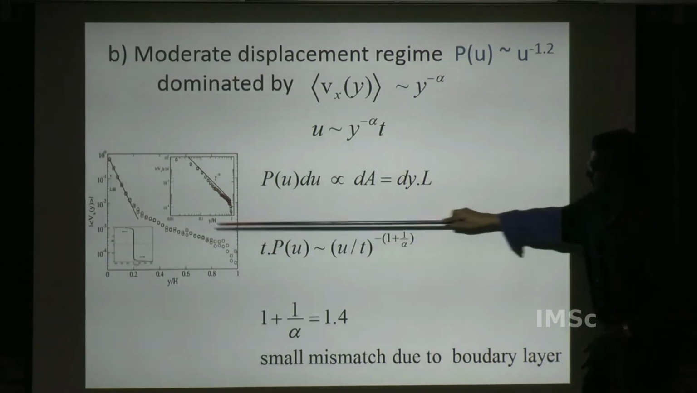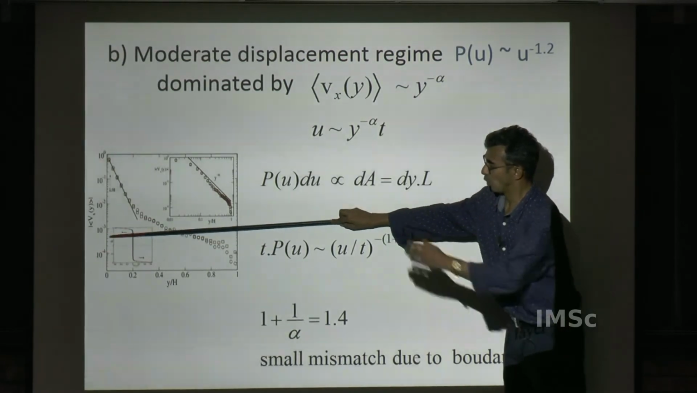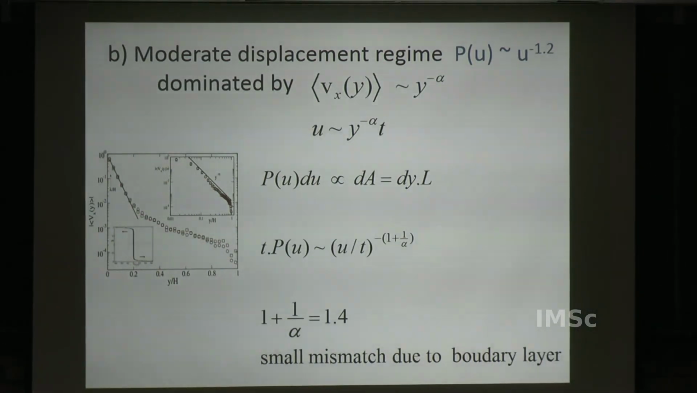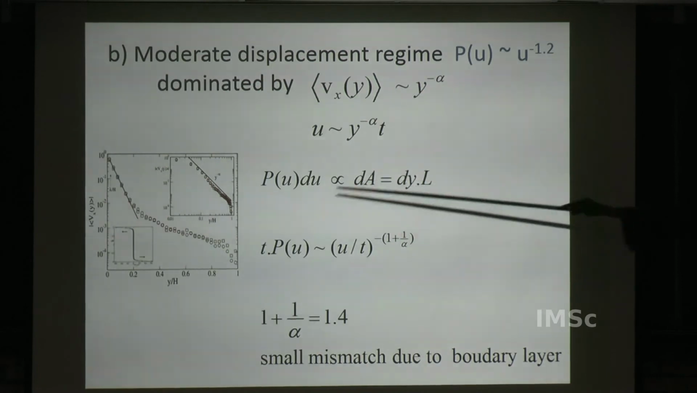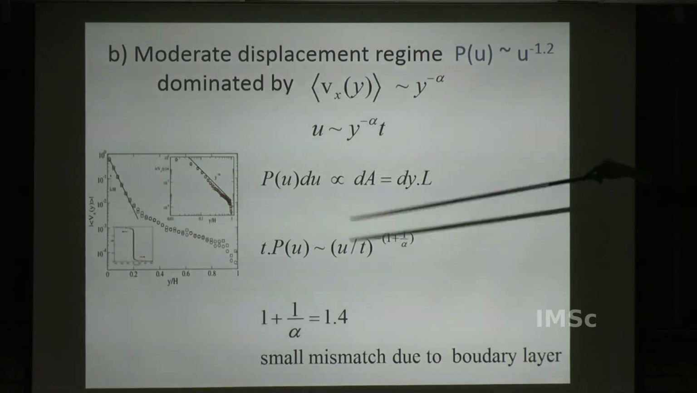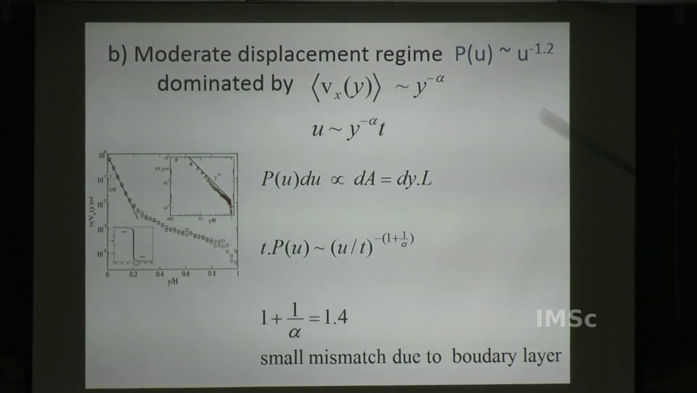So from this velocity scale, all the atoms that are at a particular value of y will give you a certain value of u, and using the same kind of analysis you find that this should also scale like this, and this alpha is how the velocity falls off, and that gives you 1.4, whereas from our numerics we find 1.2, and it could be because of various reasons, because of the boundary layer and so on.